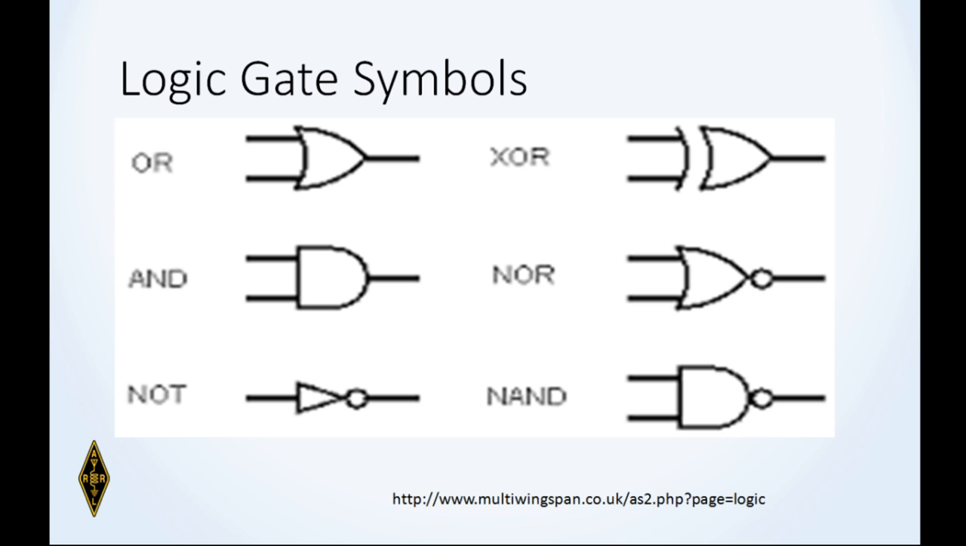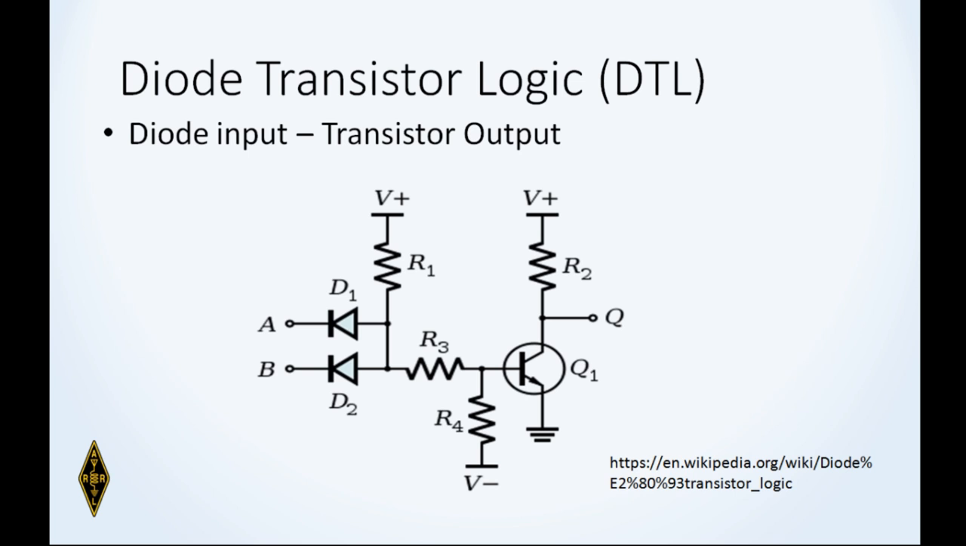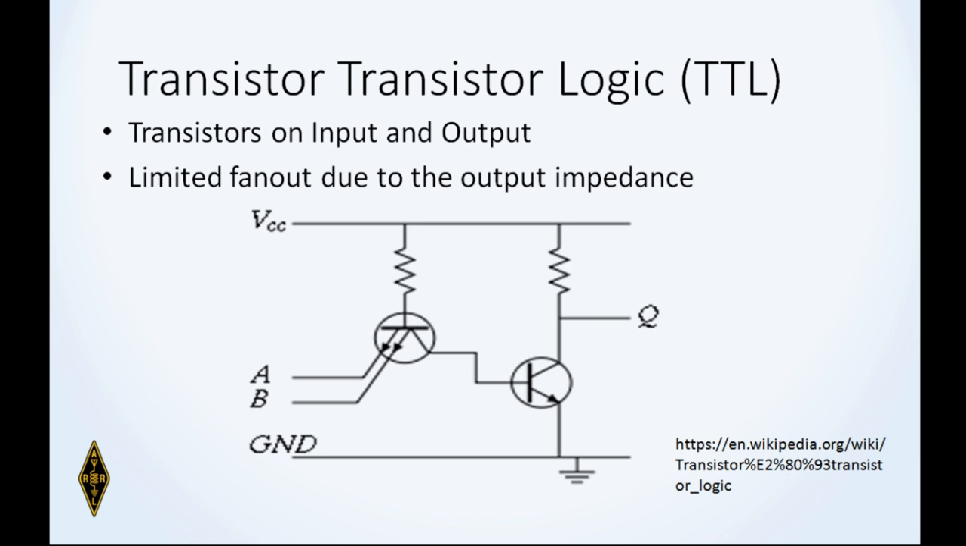So we talked about diode logic. Well, the first chips that you could buy, which you can't buy anymore, they're obsolete, were diode transistor logic, or DTL. And they used diodes on the input with a transistor on the output side. That was replaced by TTL, or transistor-transistor logic, where you have transistors on the A B input and a transistor on the output. You can still buy TTL chips, although they're not so popular anymore.